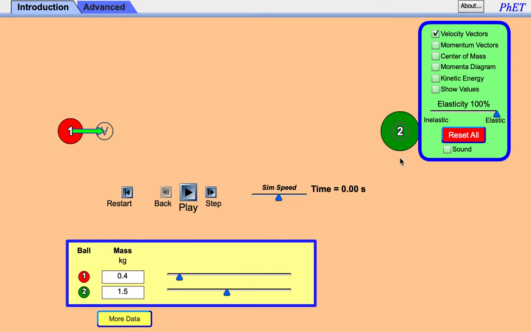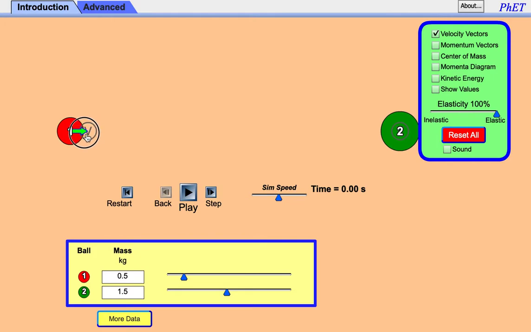This simulation is going to help us understand the concept of momentum and how it relates to collisions. First, let's start with two things we're already familiar with, and the first one is mass. I can increase the mass of billiard ball 1 here, and I can also decrease its mass, and that's measured in kilograms. The next thing I can do is change the velocity of mass 1.